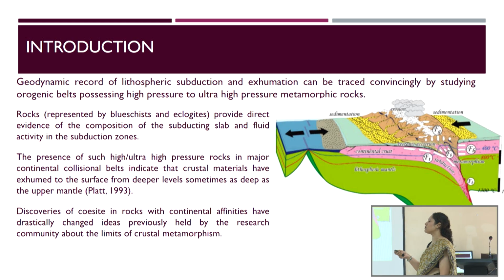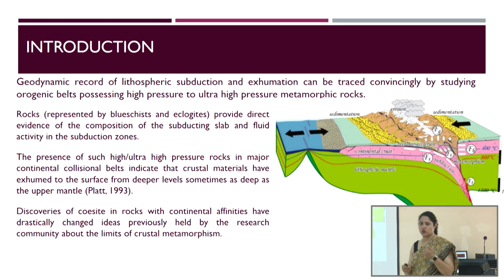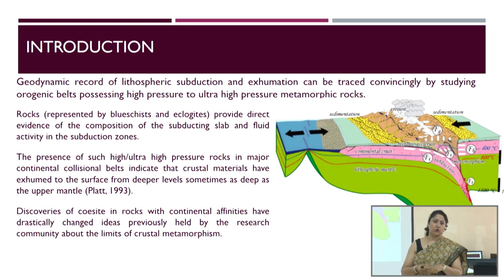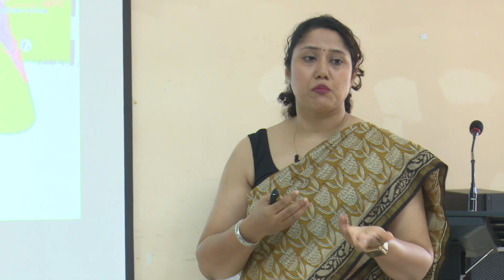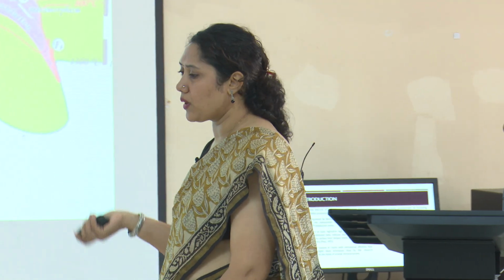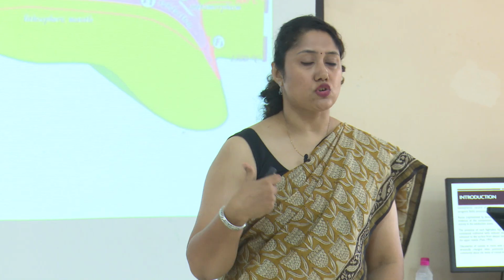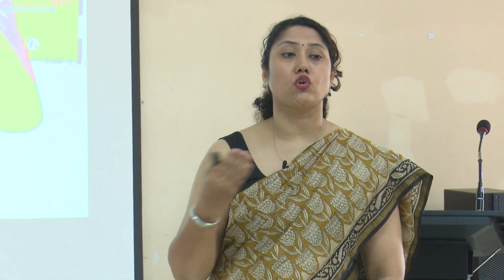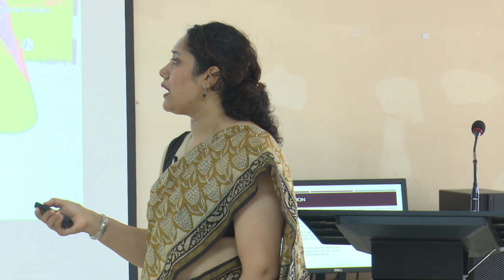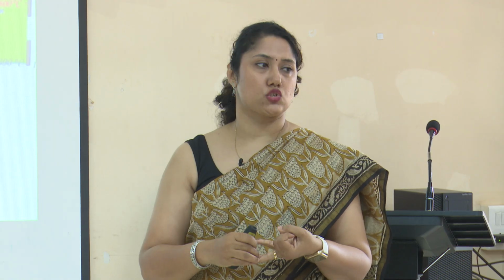possess high pressure to ultra high pressure metamorphic rocks, and these rocks are typically represented by your blueschist facies rocks and your eclogites. They are able to tell us the history of this subducting slab. Not all orogenic belts have ultra high pressure or high pressure, mostly high pressure, but not all the time are ultra high pressure rocks preserved, and that is why when we find them, it is very important to understand both prograde or subduction processes as well as exhumation processes.